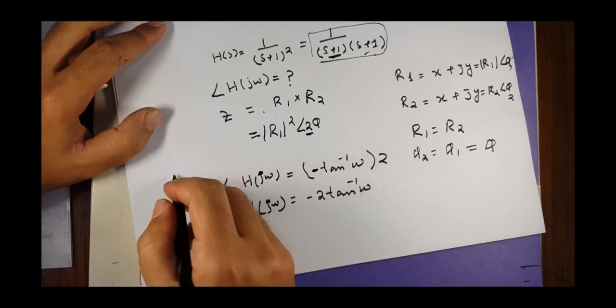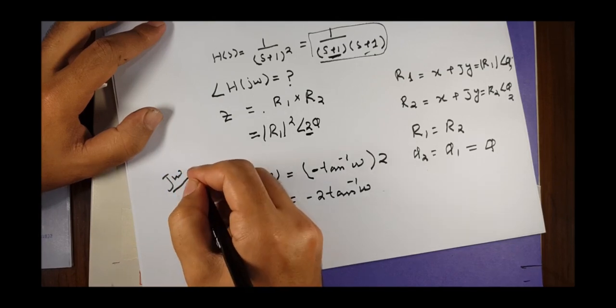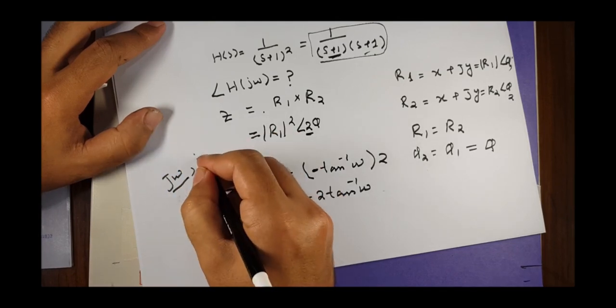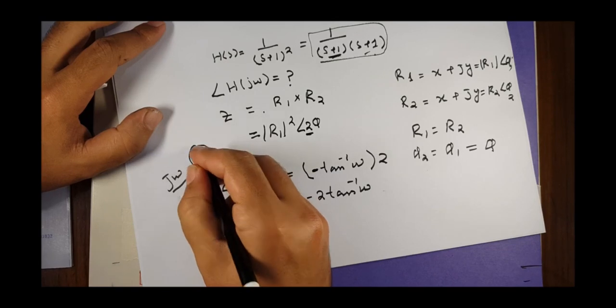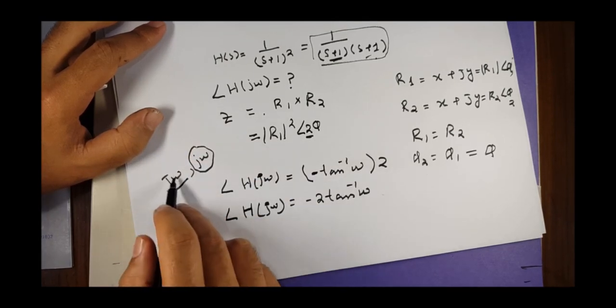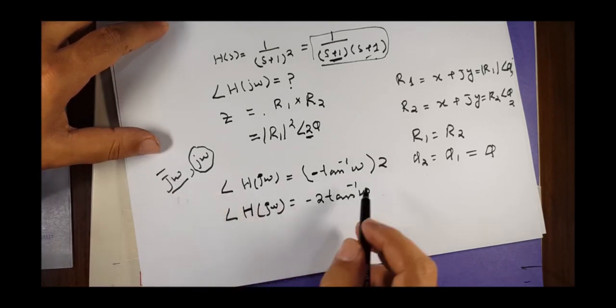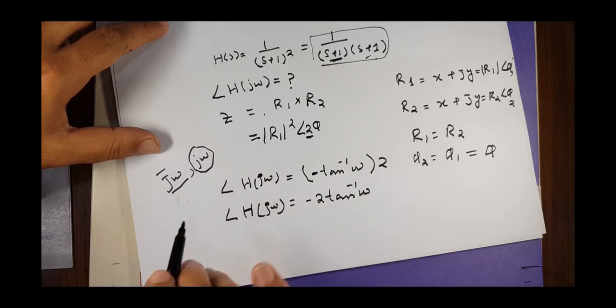Remember one thing, that I normally write j omega this way. But in standard texts you will find it as j omega with a small j, because the capital J in electrical engineering denotes current density. So avoid this, but I write it here because I have some difficulty in writing it.